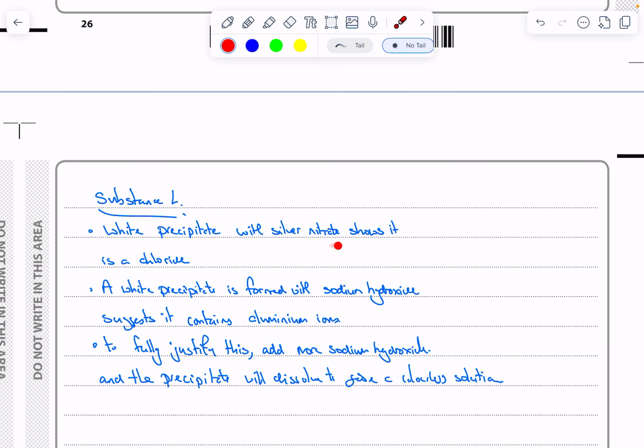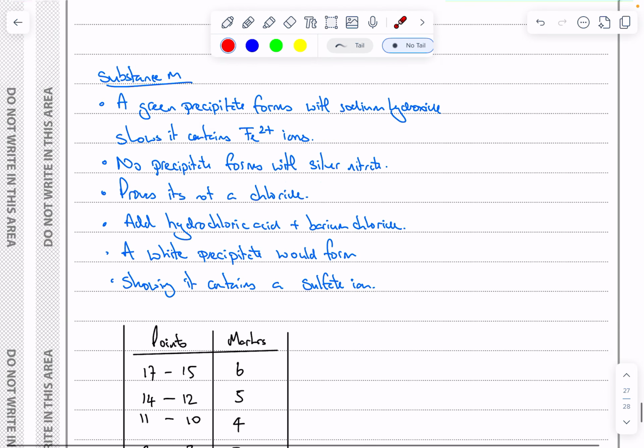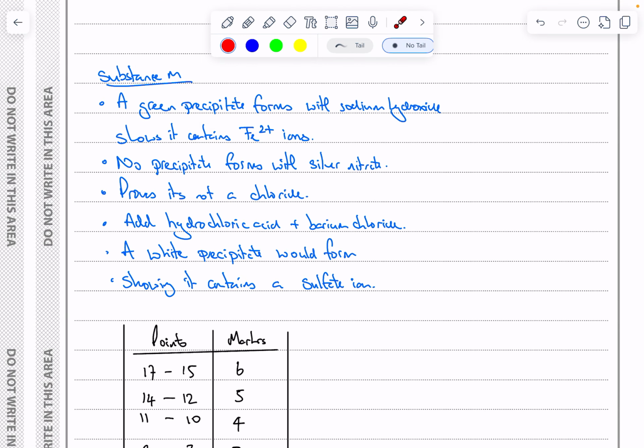So again, we get a white precipitate because we know it contains chloride ions, and that's with the silver nitrate test. We get a white precipitate with sodium hydroxide, which suggests it contains aluminium ions, but they could also be calcium ions. So to fully justify it, you add more sodium hydroxide, and this white precipitate should dissolve to give a colourless solution, proving it contains aluminium ions.